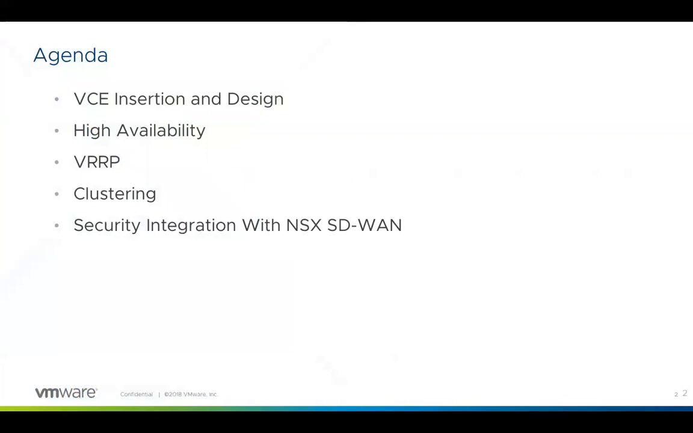Then we're going to discuss the design options for high availability. So that include the native VeloCloud HA, VRP insertion, clustering of the VeloCloud Edge in the data center. And then after that, for the very last part, we're going to discuss security integration with VeloCloud SD-WAN and how to actually secure internet traffic.